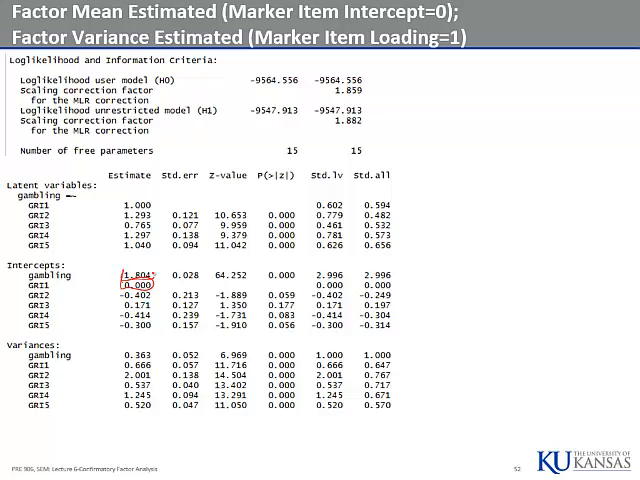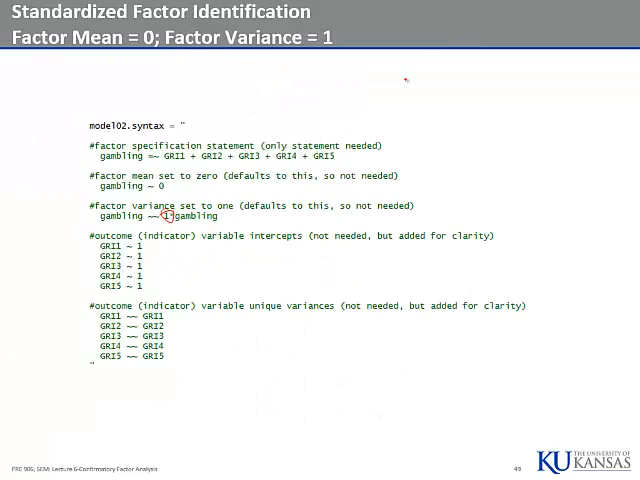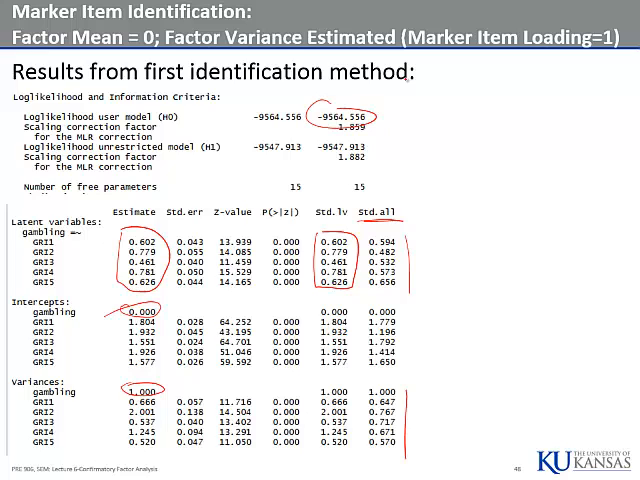We get some type of variance intercept. But the main thing is look at our model log likelihood. It's the same. Negative 9564.556 is the same as we saw there in the slides before.